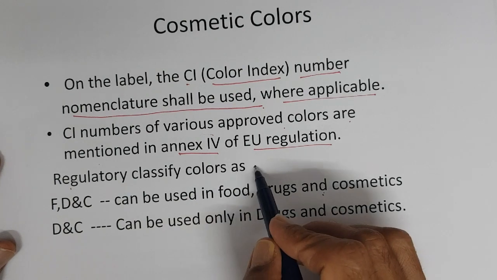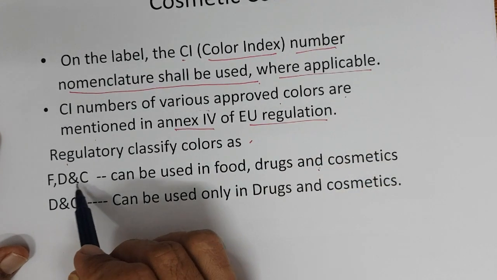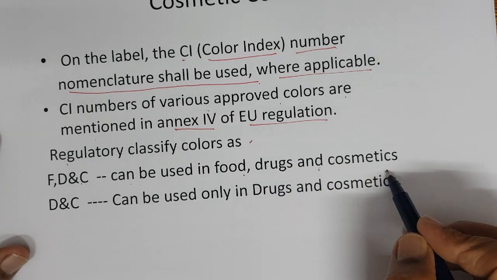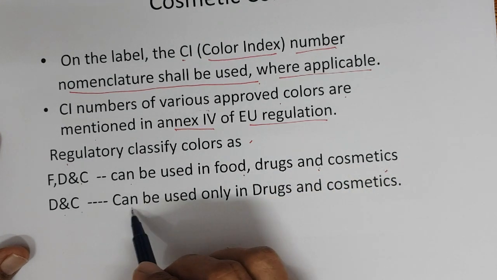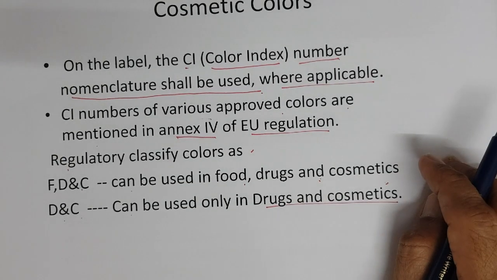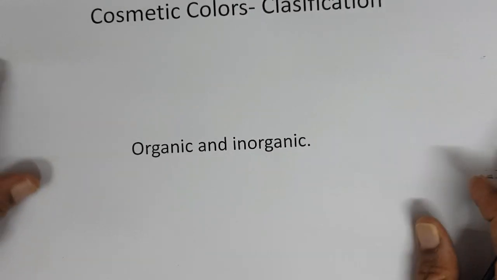Regulators classify colors as FD and C, which can be used in food, drugs and cosmetics, and D and C, which can be used only in drugs and cosmetics, right? FD and C colors and D and C colors. Now we can go to the colors.